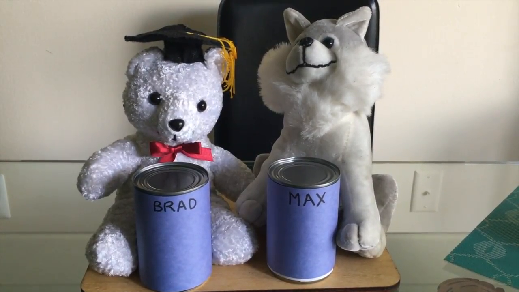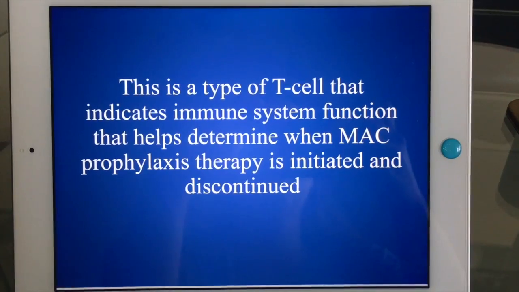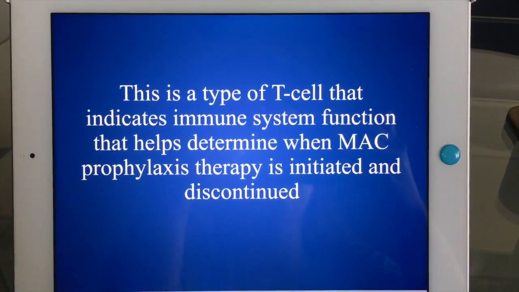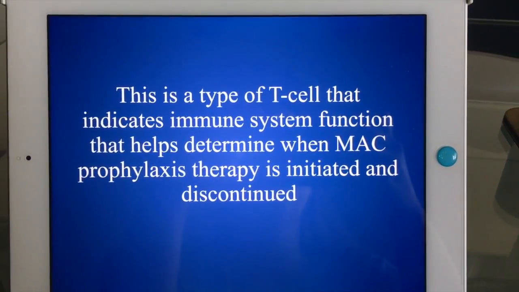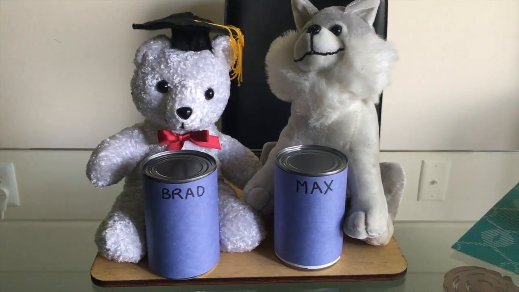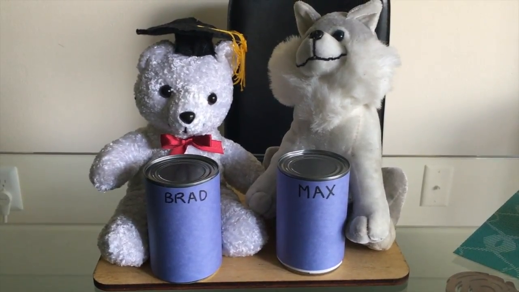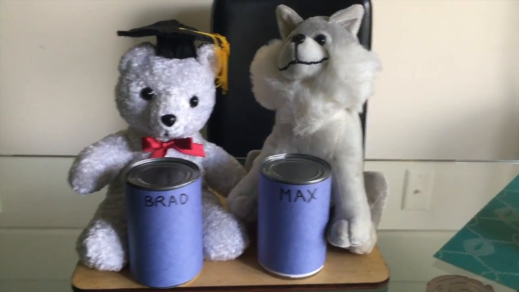Let's try See with Your Eyes for 200. This is a type of T cell that indicates immune system function that helps determine when MAC prophylaxis therapy is initiated and discontinued. What is a CD4 T cell? You're correct again for another 200 points. Select your next category.